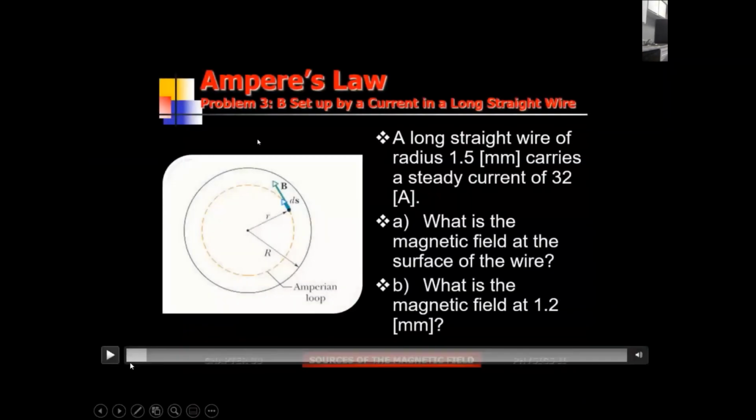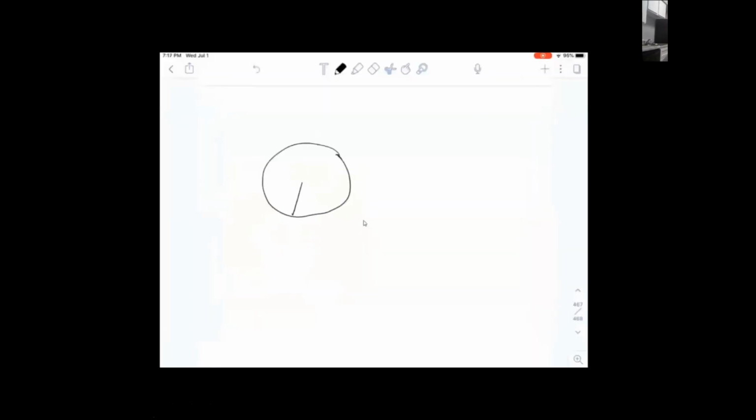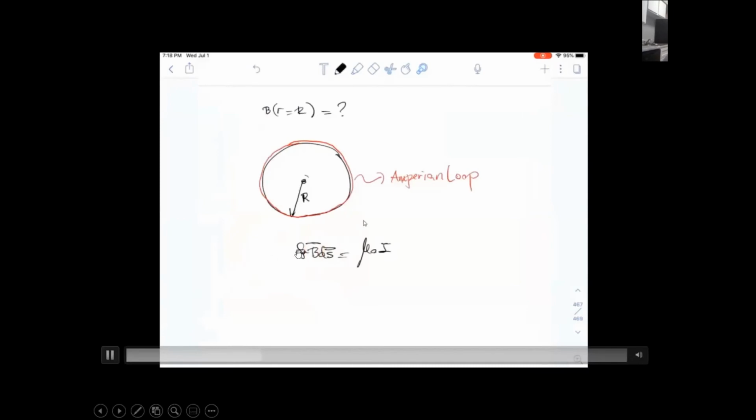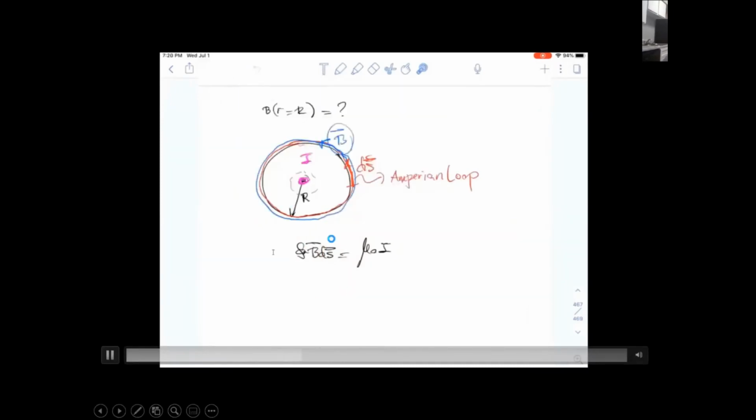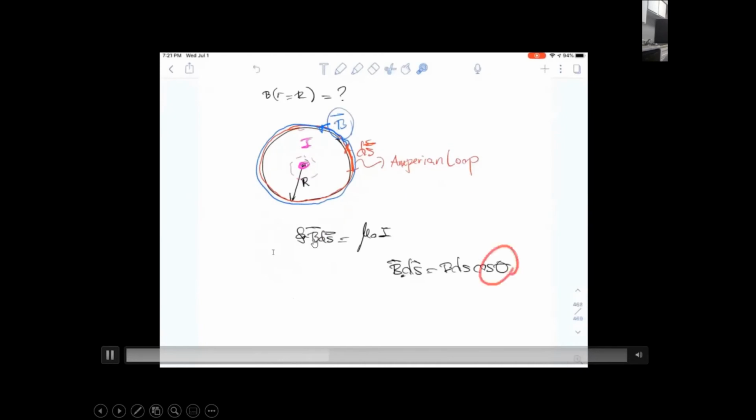All right, here's the third thing that you need to focus on. The strength of the magnetic field within as well as the outside of a current wire when there's current running inside. This is the thickness of the wire, capital R. Let's figure out the strength of the magnetic field right at the surface.